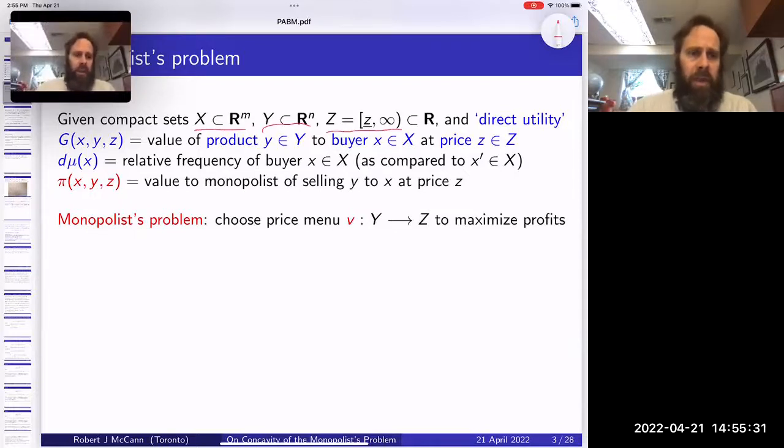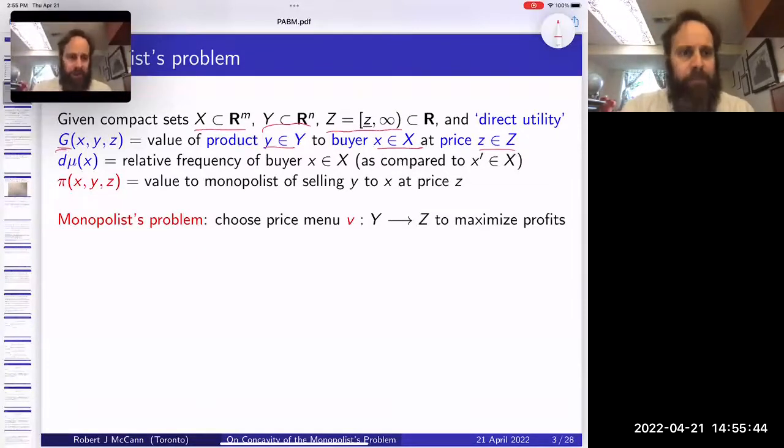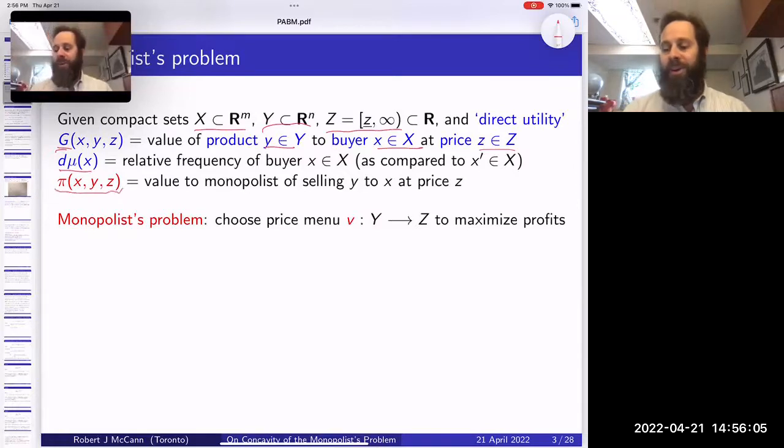And as monopolist, you've done a bunch of market research. And so the value of car Y to agent X at price Z is all going to be encoded in a function G, which is sometimes called the direct utility, because that's somehow the value to agent X of the car-price pair (Y, Z). And you also have a probability measure mu on the space of potential buyers that measures the relative frequency of a buyer type X as compared to X prime in the population. And as the monopolist, you know the value to you of selling car Y to agent X at price Z.